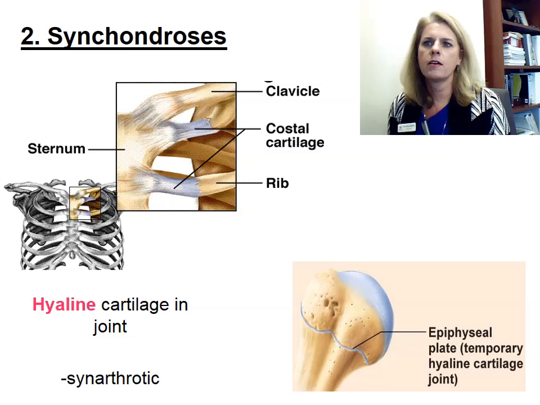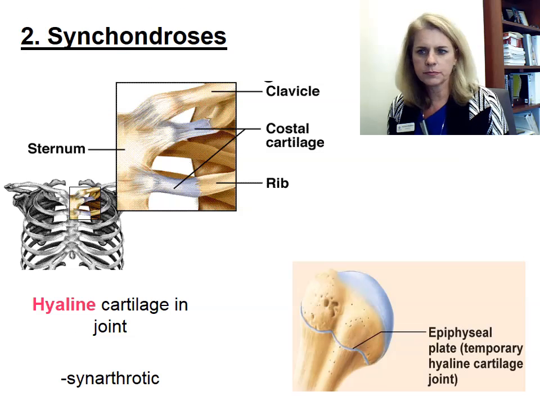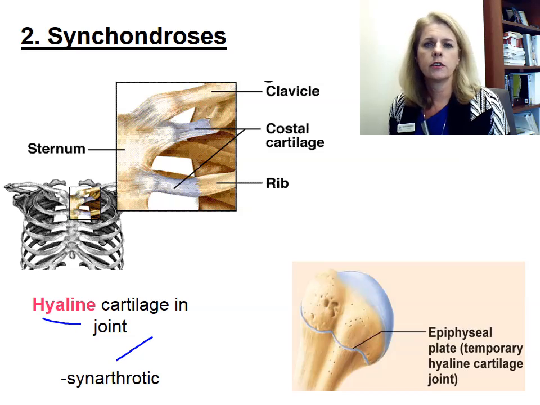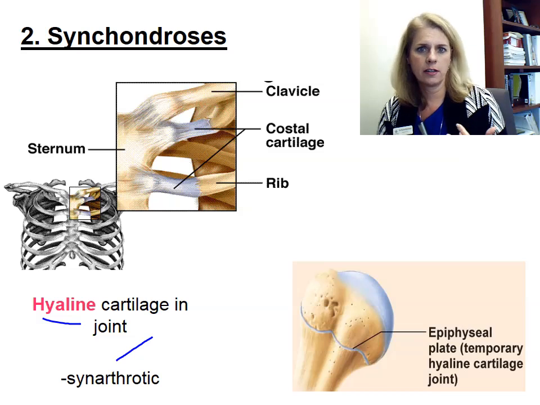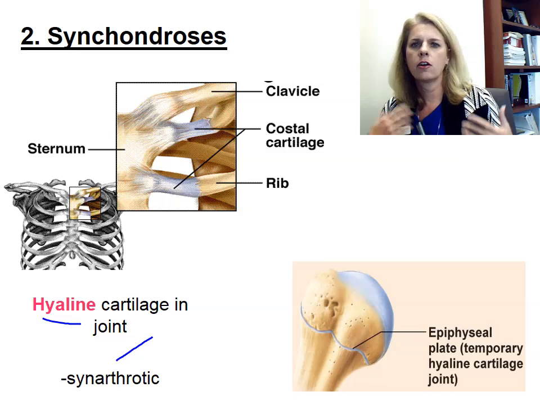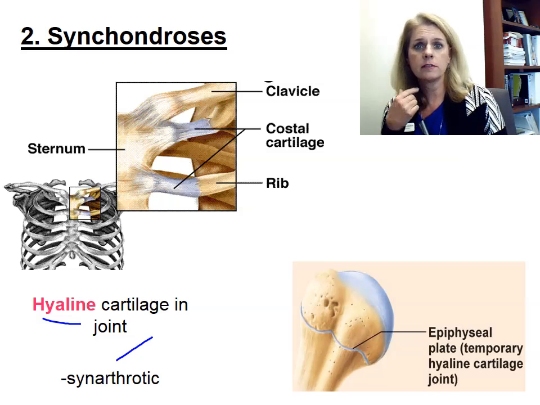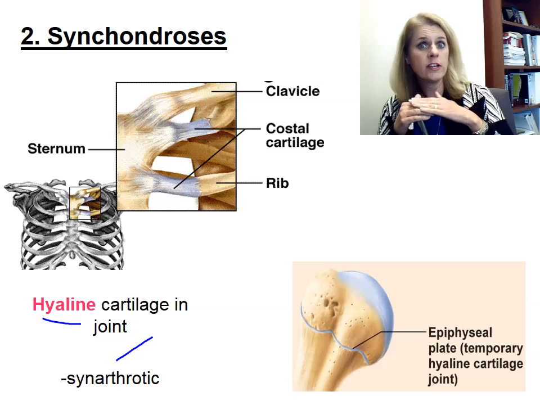You also have a synchondrosis, and these are synarthrotic, so they don't move. And this is using hyaline cartilage. So remember, you have three types of cartilage: hyaline cartilage, fibrocartilage, and elastic cartilage. The hyaline cartilage is everywhere in your body except for your epiglottis and your ear. That's elastic cartilage. And fibrocartilage is between your hip bones, between your vertebrae, and the meniscus at your knee joint.